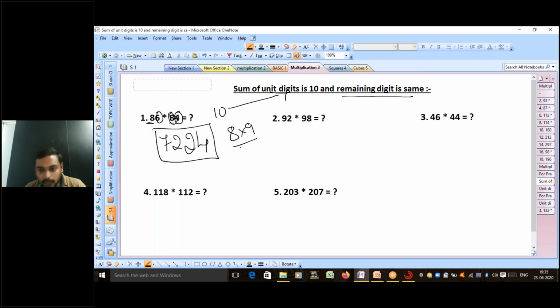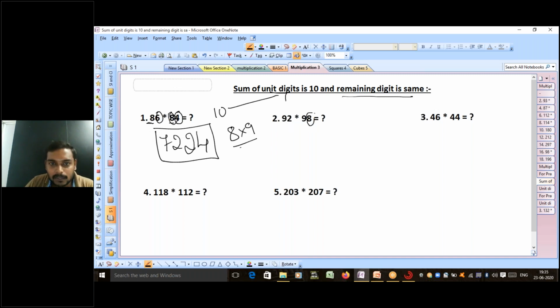First you have to take the unit digits and multiply them, then you will find the right part of your answer. Then take the 10th place number, any one number, because both the numbers are the same. Then you have to multiply that number with the next consecutive number. Okay, here we have 92 into 98.